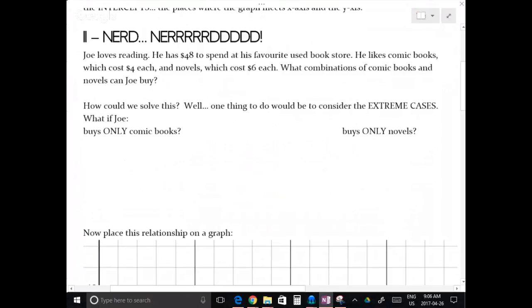So if I have $48 to spend at my favorite used bookstore, I've got to make a decision. How am I going to spend my money? I've got choices. I like comic books, and at my favorite bookstore, they cost $4 a pop. And novels cost $6 each. So my question is, what combination of these two things could I buy if I have $48 to spend?